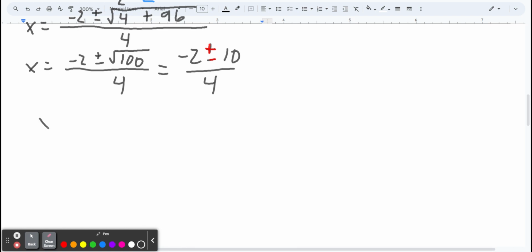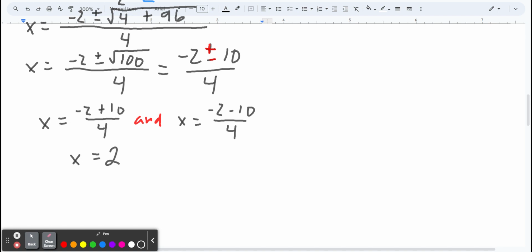We're going to work it as x equals negative 2 plus 10 divided by 4, and x equals negative 2 minus 10 divided by 4. If you work that out, on the left here, we get x equals negative 2 plus 10 is 8. So 8 divided by 4 is just 2. And our second solution, x is equal to negative 2 minus 10, so that's negative 12 divided by 4 gives us negative 3.